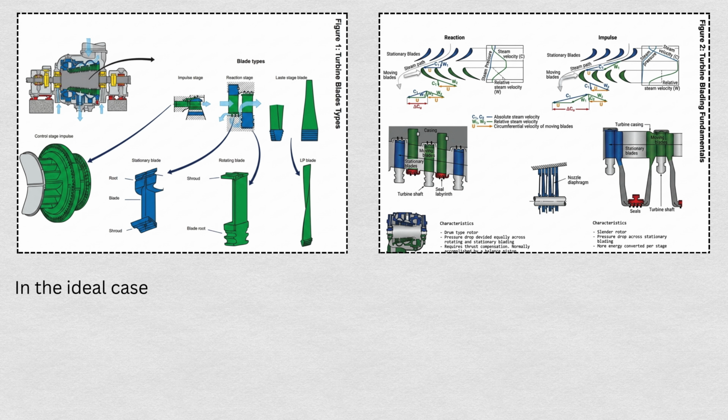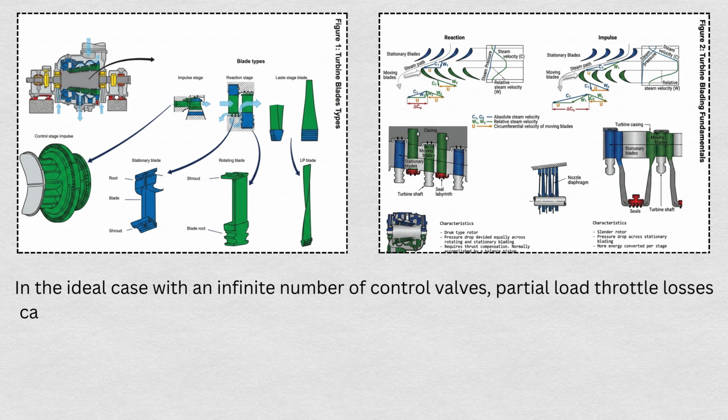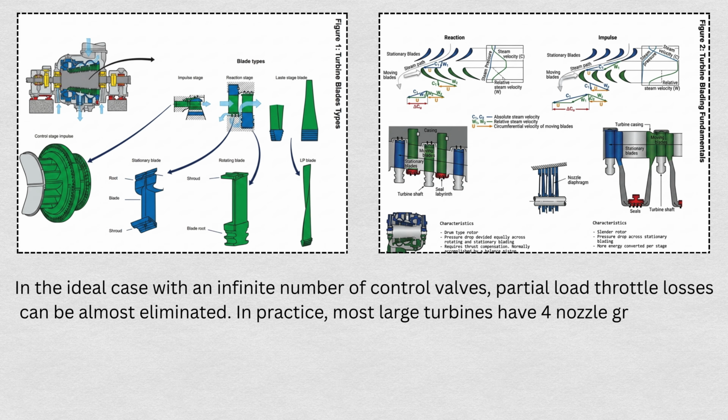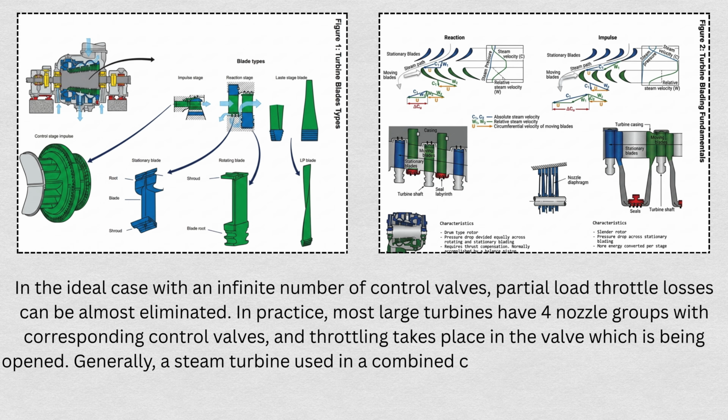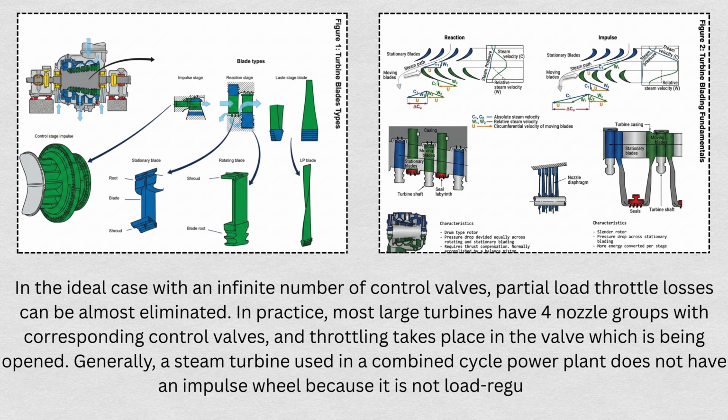In the ideal case with an infinite number of control valves, partial load throttle losses can be almost eliminated. In practice, most large turbines have 4 nozzle groups with corresponding control valves, and throttling takes place in the valve which is being opened. Generally, a steam turbine used in a combined cycle power plant does not have an impulse wheel because it is not load regulated.